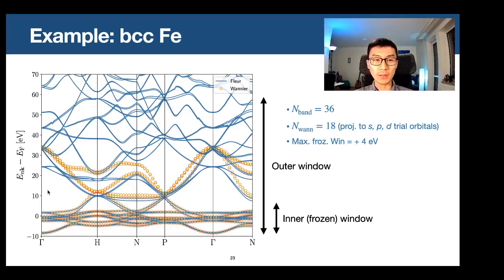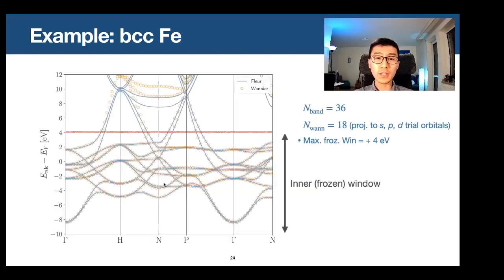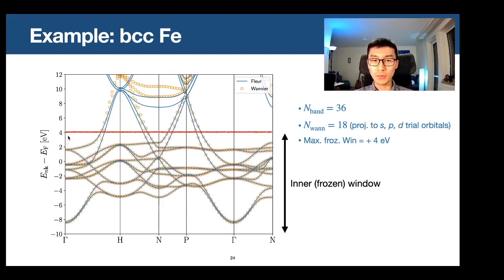But it is okay because we don't have to calculate anything far above the Fermi energy. Again, if you look closely, the interpolation is really nice up to the frozen window. So we are guaranteed that if you calculate some physical properties up to this frozen window, what we get is actually quite reliable.